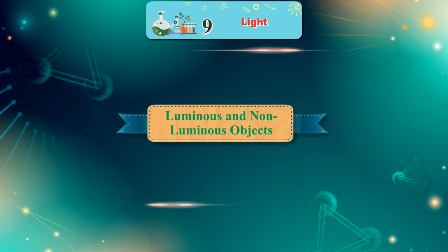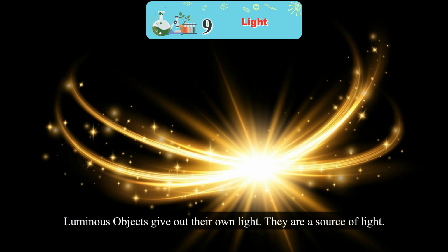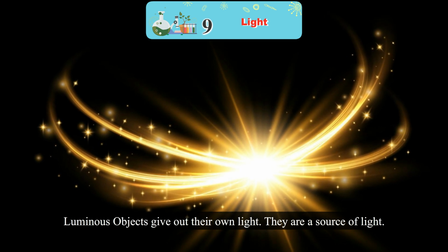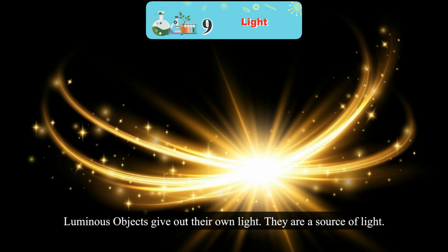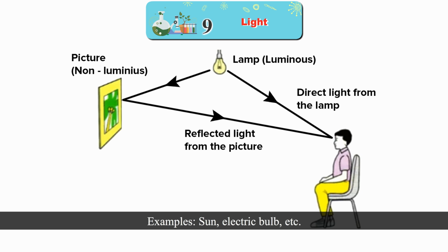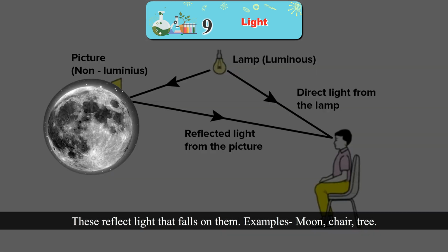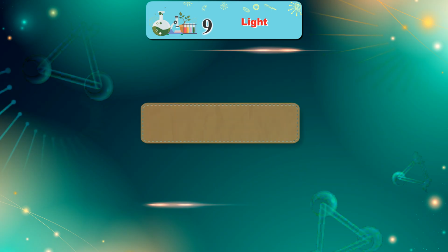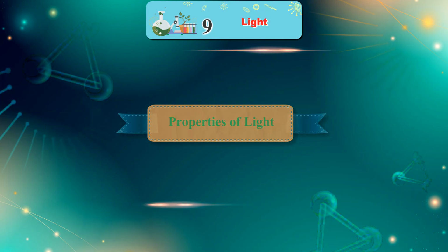Luminous and non-luminous objects. Luminous objects give out their own light. They are a source of light. Examples: sun, electric bulb, etc. Non-luminous objects do not have their own light. These reflect light that falls on them. Examples: moon, chair, tree.